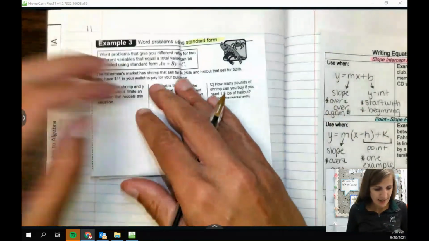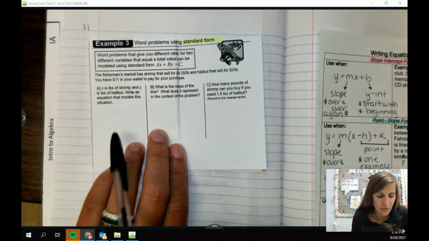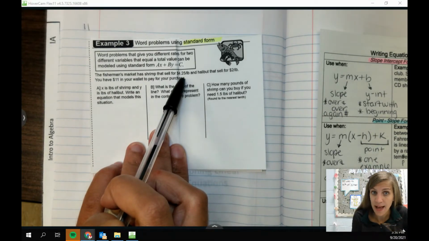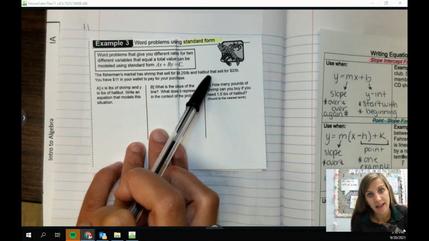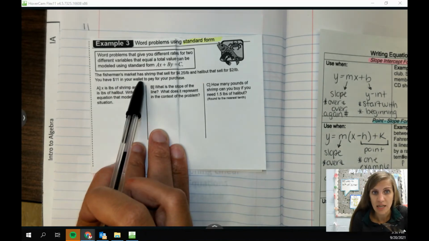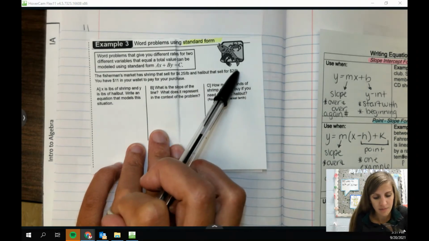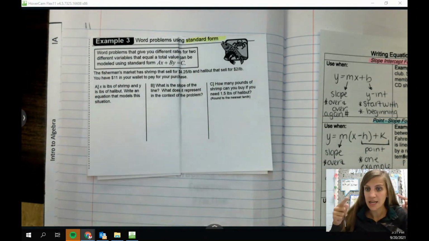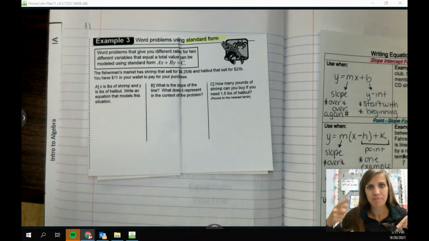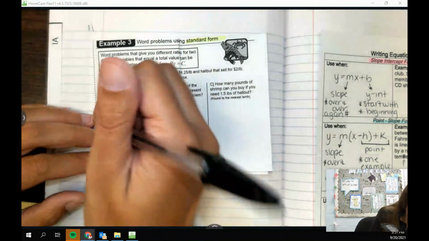Okay, then last but not least, the one we definitely didn't get to in either hour, but we're going to talk about standard form. So the fisherman's market has shrimp that sells for $4.25 a pound and halibut that sells for $2 a pound. You have $11 in your wallet to pay for your purchase, okay? So the per pound thing for 2 different things is kind of showing me those 2 different slopes. So $4.25 for every pound of shrimp and $2 for every pound of halibut. And I have a total of $11.